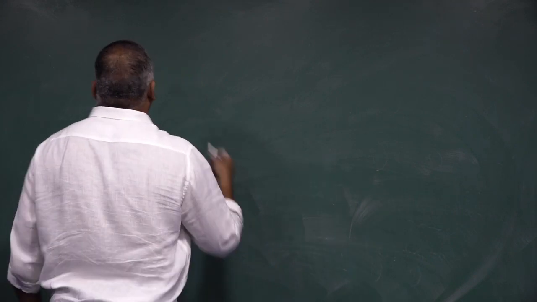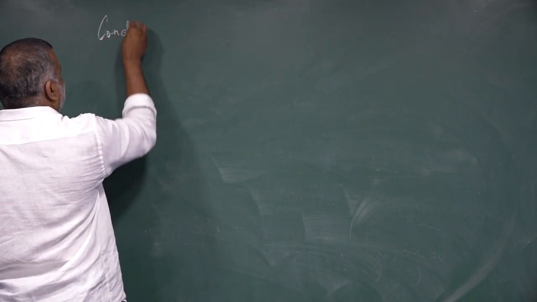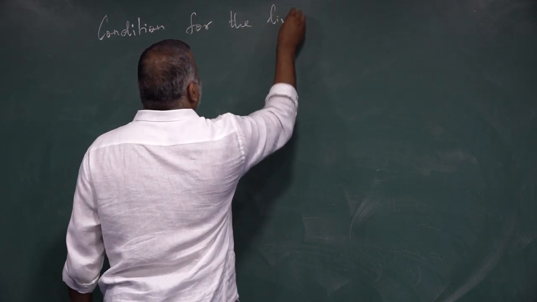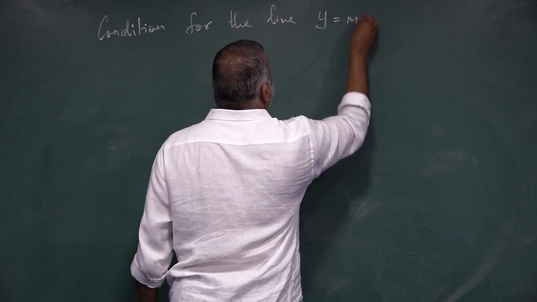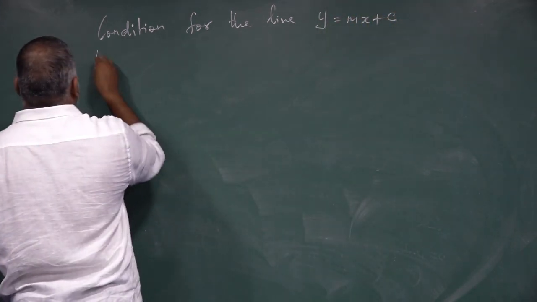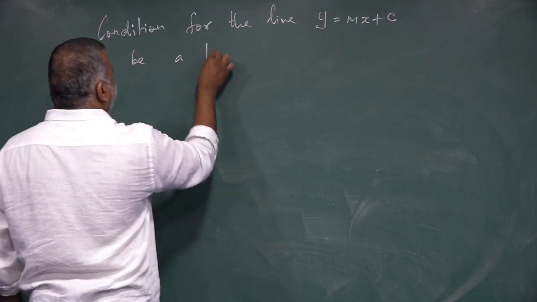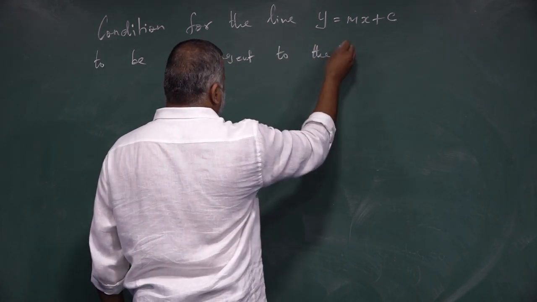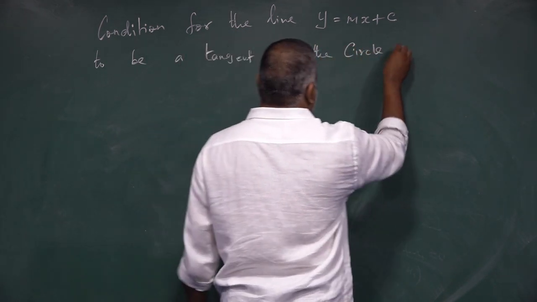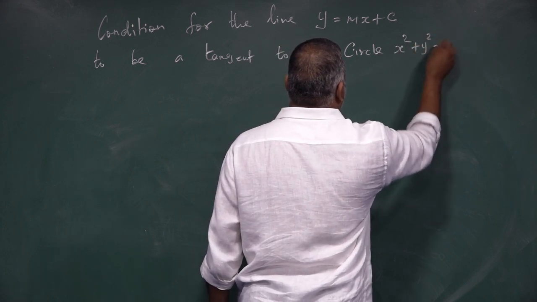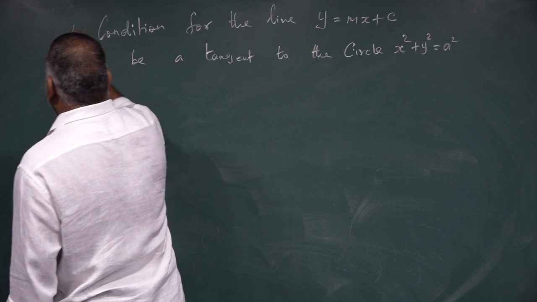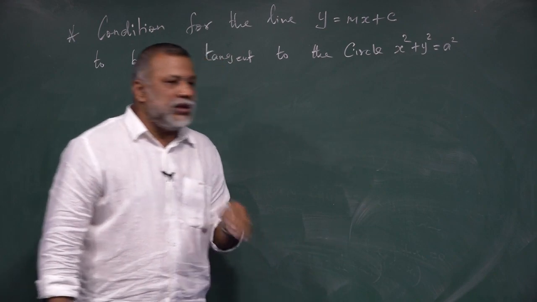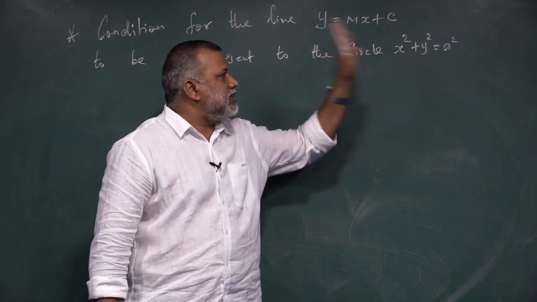Derive the condition for the line y equal to mx plus c to be a tangent to the circle x squared plus y squared equal to a squared. This is another derivation part.